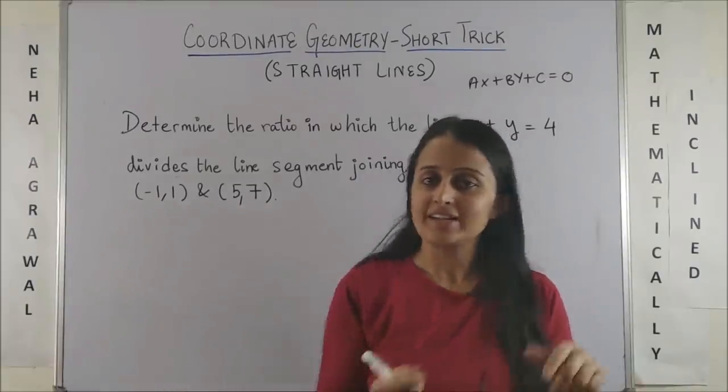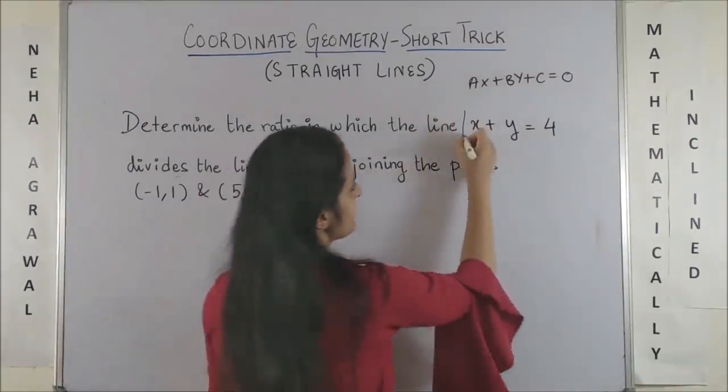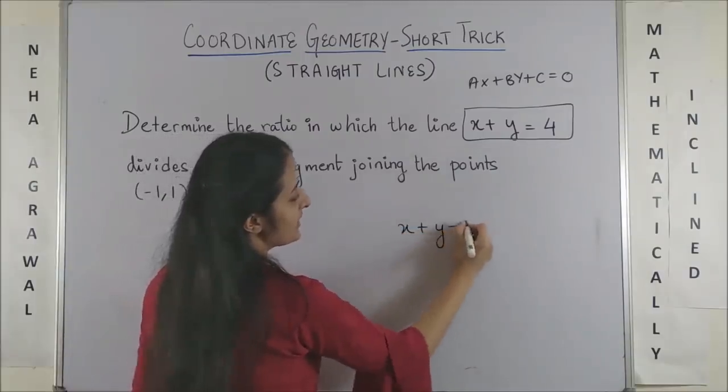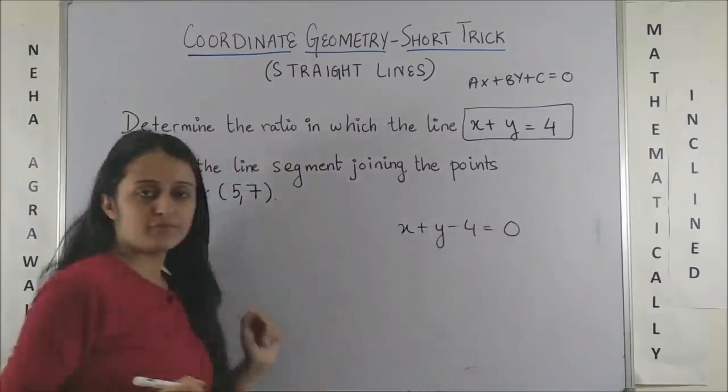And now continue watching. So now have a look at another question. Now as you can see, the line is x plus y is equal to 4. First bring it to its standard form, which is x plus y minus 4 is 0.